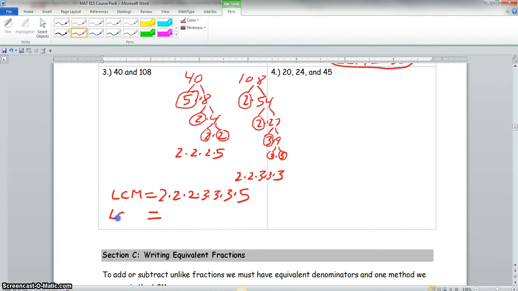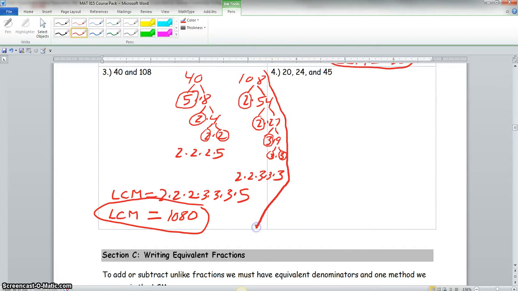Now, we have our least common multiple. Now what we do is we will multiply this out. This will give us 4,320. So our least common multiple here is 4,320. Now just imagine if you had to write all of that out. That would have been a long problem and a long time.